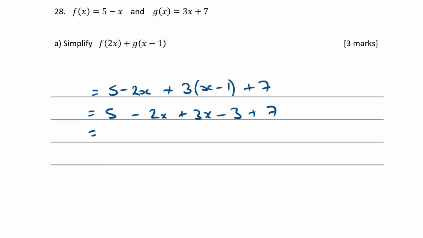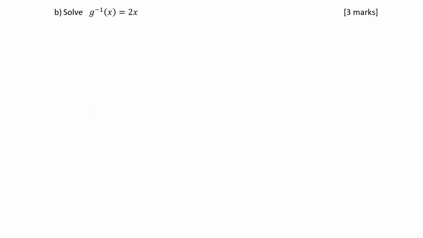Collecting like terms, I've got minus 2x plus 3x, which is x. And I've got 5 plus 7, which is 12, take away 3, which is 9. So x plus 9. So it simplifies to x plus 9.